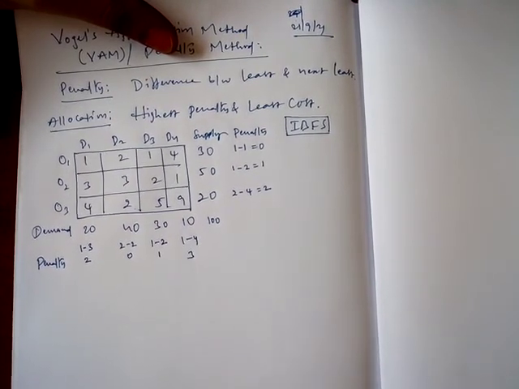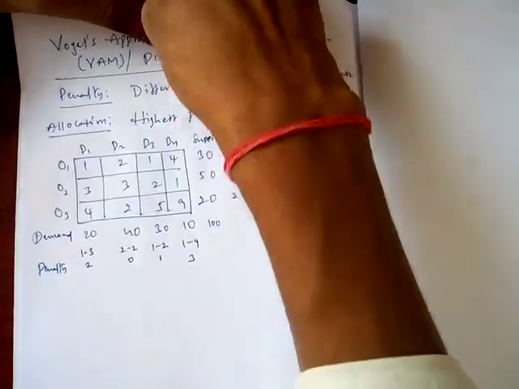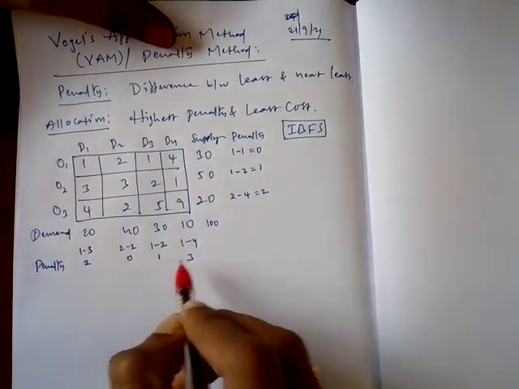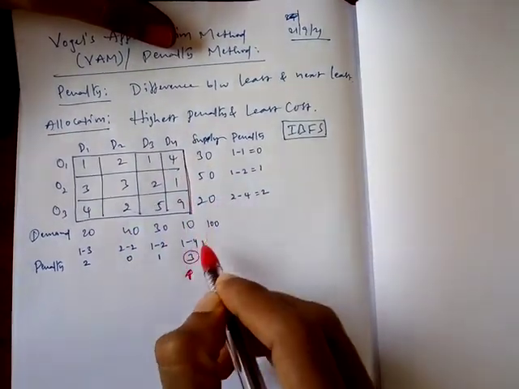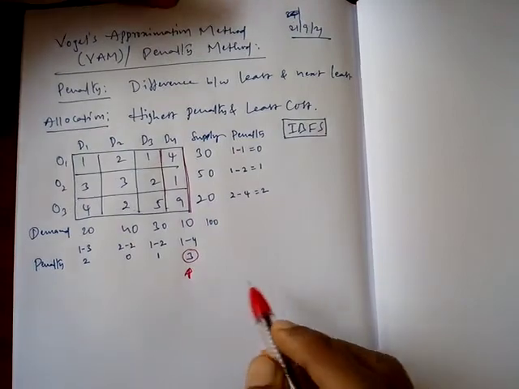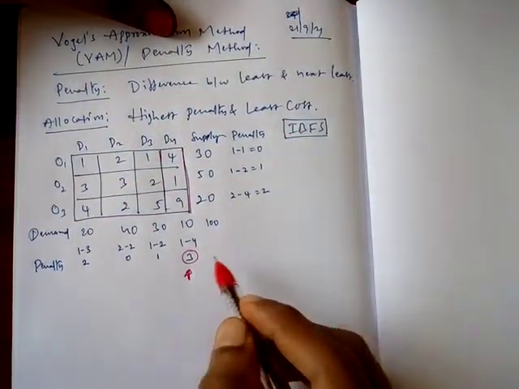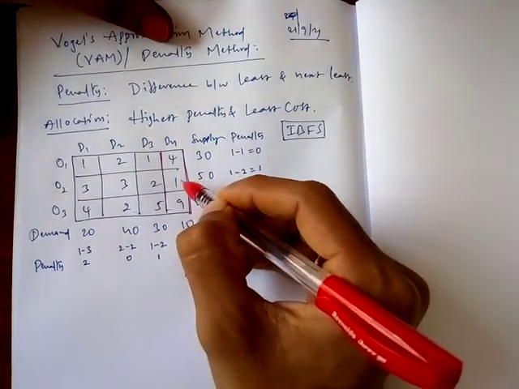Where is the highest penalty? Here is the highest penalty. With penalties 0, 1, 2, 1, 0, 1, 3, the 3 is the highest penalty. Now the least cost: among 4, 1, 9, which is the least cost? 1 is the least cost.